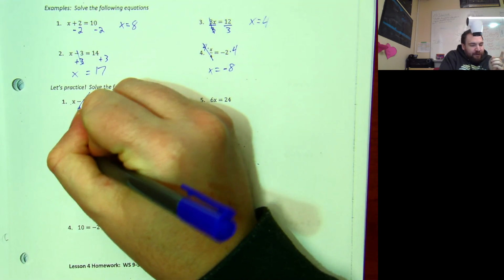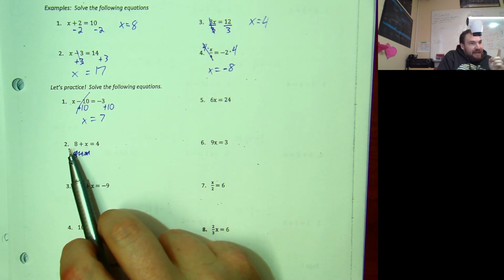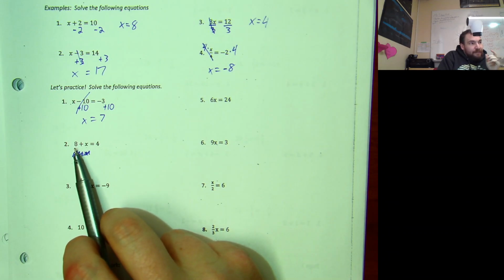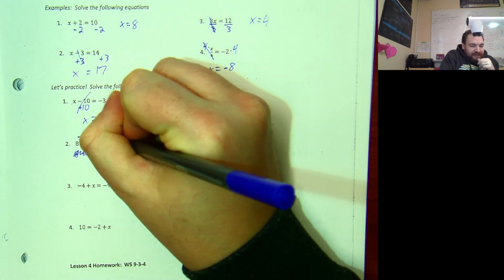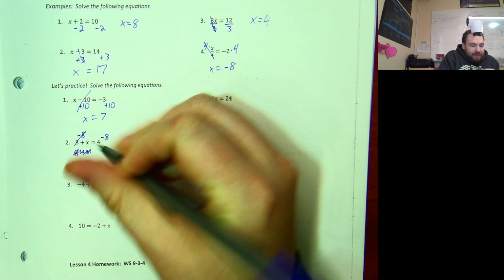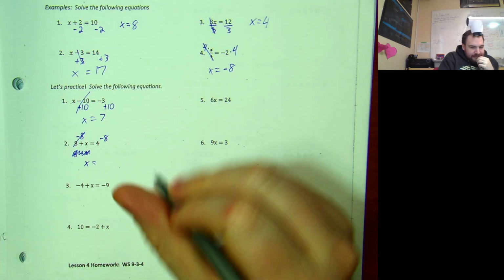It doesn't matter what operation you're doing in this question. It matters whether or not the 8 is positive or negative. This 8 is positive. So to get rid of it, what do I have to do to it? That's why we're subtracting by 8. And whatever I do to one side, I do to the other. That's going to cancel, leaving me with a positive x. 4 minus 8 is? Cool.